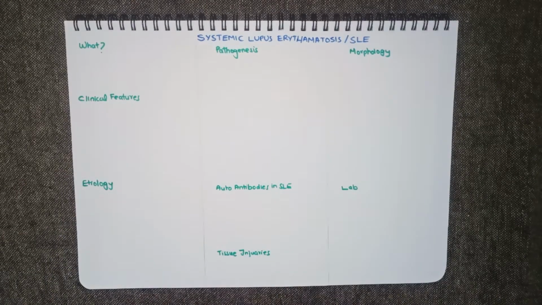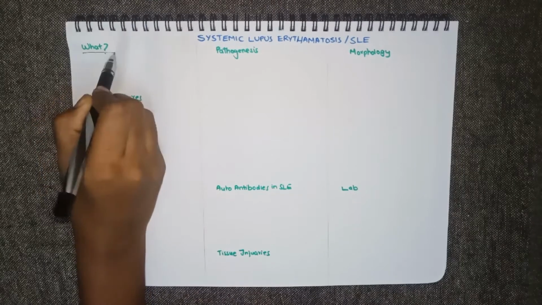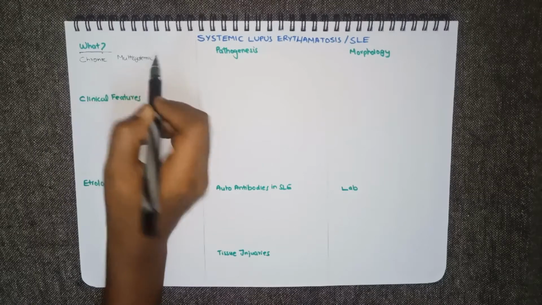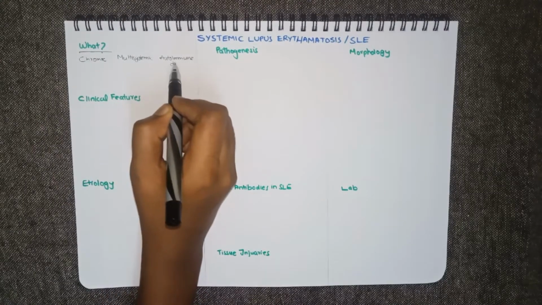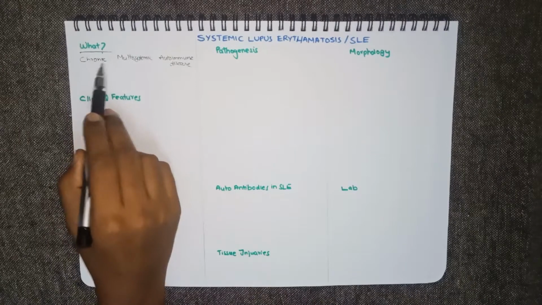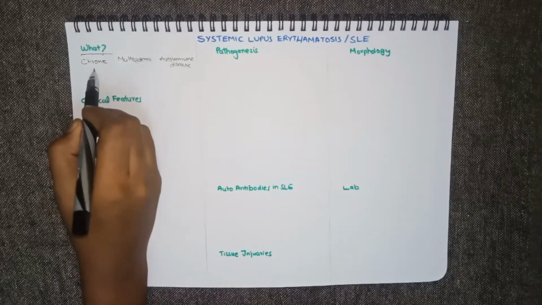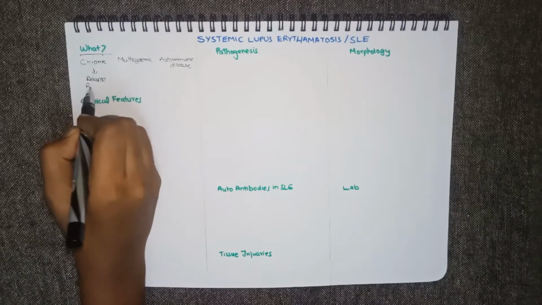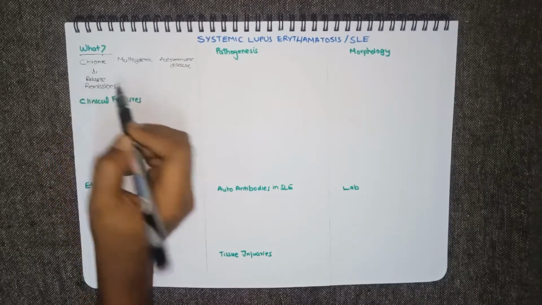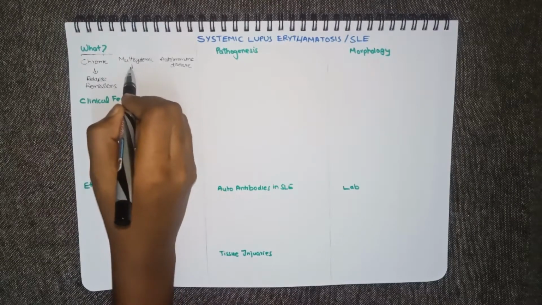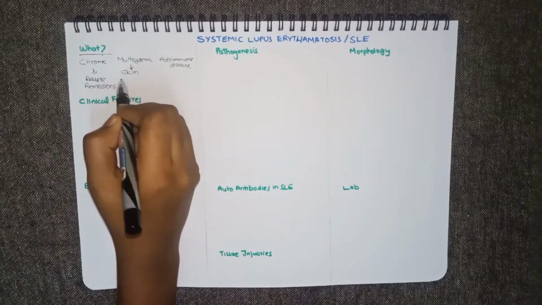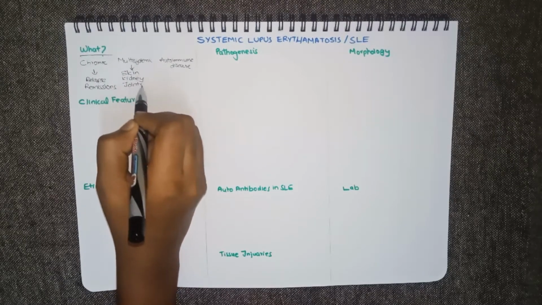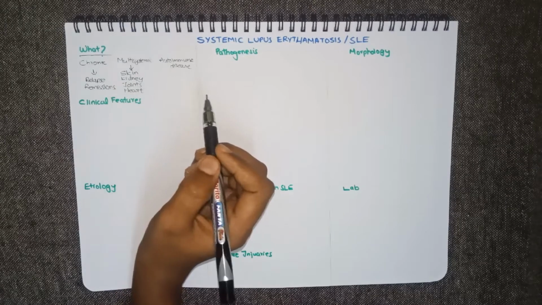So first of all, what is it? It's basically a chronic multisystemic autoimmune disease. Now, even though it is chronic, it can have relapses and remissions from time to time. Now, it is multisystemic. So, what are the systems that are involved? Mainly, they are the skin, kidney, joints, heart.